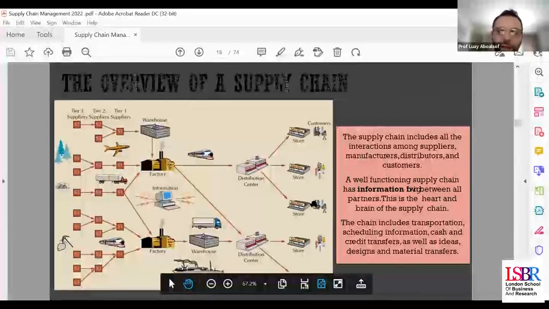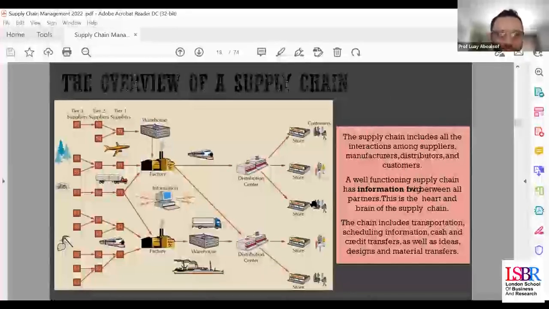Now, a well-functioning supply chain should have information technology between all the partners. This is the heart and the brain of the supply chain: the information flow and the information technology. Obviously, when we say it's moving from source, supply, to make or manufacturers, to distribution, we talk about transportation, scheduling information, cash, invoicing, procurement, and all this. We will cover more of that as we progress.